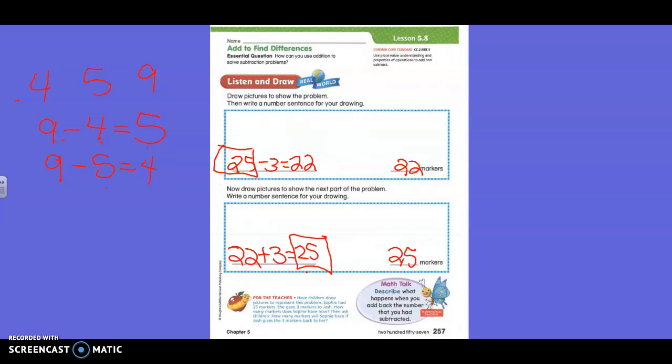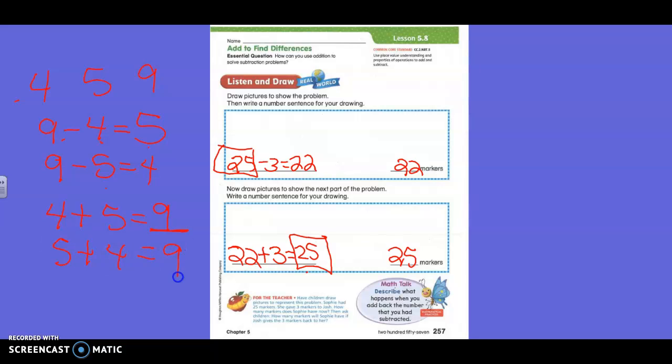Okay, now, if we are adding, what's one way I could show this problem with adding though? 4 plus 5 equals 9. Yes, 4 plus 5 equals 9. 9, the big number, has to be in the answer now. Or you could switch it up and do 5 plus 4.